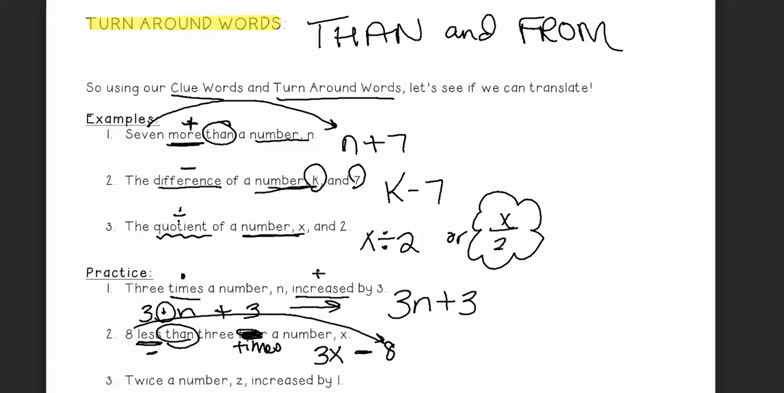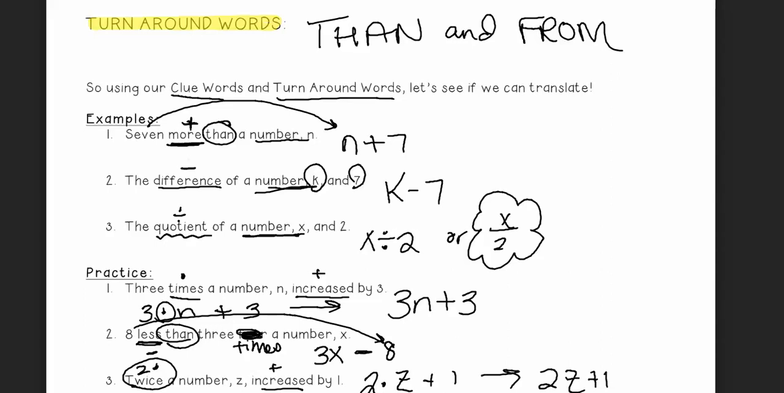So I want you to pause this video and I want you to try number 3 on your own. So if you look at number 3, hopefully you see the word twice, that means 2 times. And you see the word increased, and that means plus. So that would just be 2 times z plus 1, which I can rewrite to say 2z plus 1.